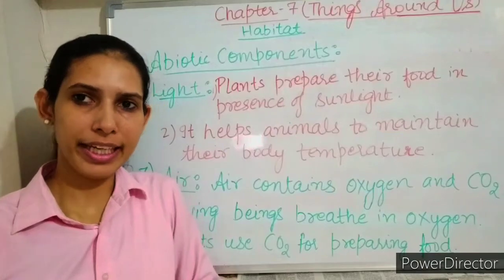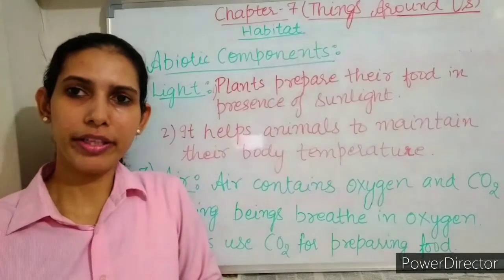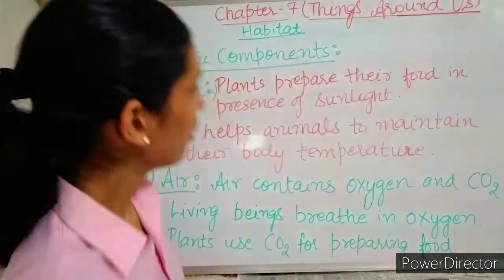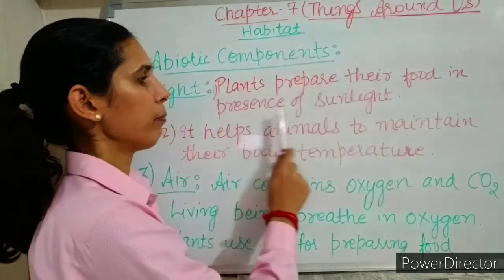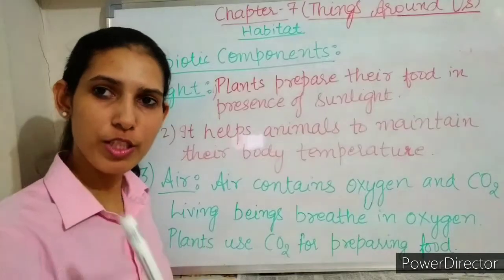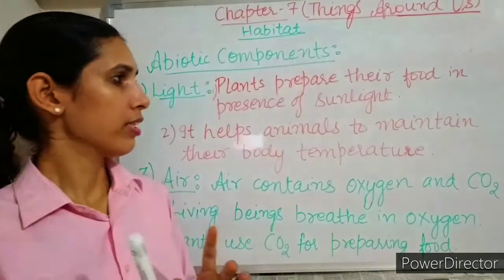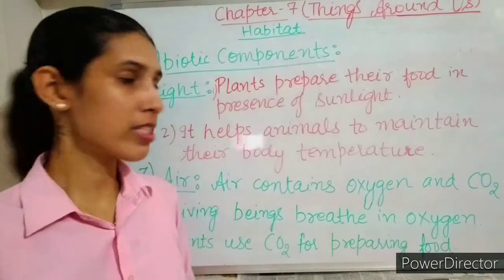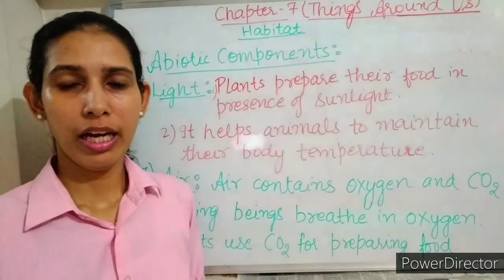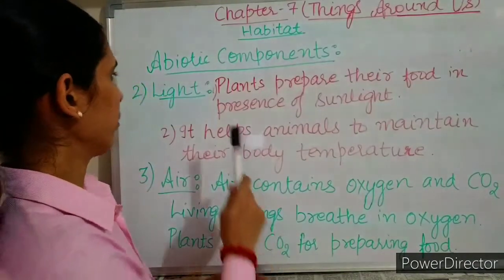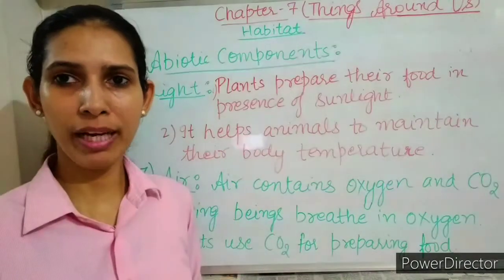Now we will study light. Light is also important for the living organisms. Plants prepare their food in the presence of sunlight by the process of photosynthesis. Photosynthesis cannot take place without sunlight. And without photosynthesis, plants cannot make their food. So, light is very important for the plants.